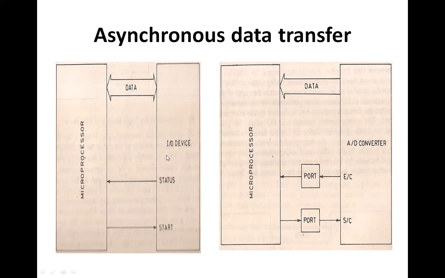Similarly, this is another input output device, which is an AD converter. Once the processor requires certain information in the form of data, it will send a signal to start the conversion. S/C means start the conversion, and the AD converter starts the conversion of analog into digital. Once it completes the conversion from analog to digital, it will send a signal back to the processor, that is, end of the conversion. So two signals are being exchanged between the processor and the device, and that is why it is also called a handshaking data transfer scheme.